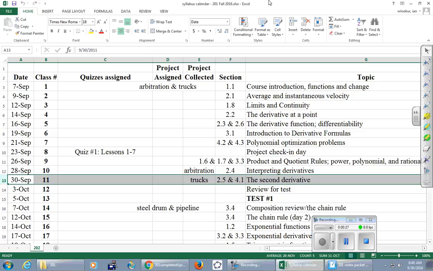Today we are going to cover the second derivative. This is our last day of new material before the test. Monday coming up is our review day for the test. The test is Wednesday of the coming week. Questions on the calendar?